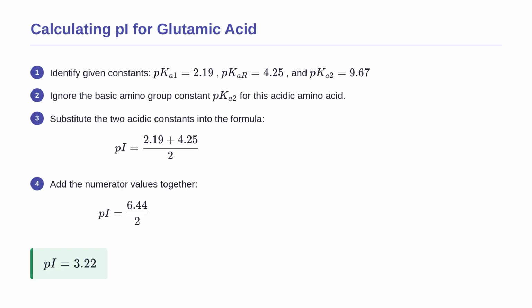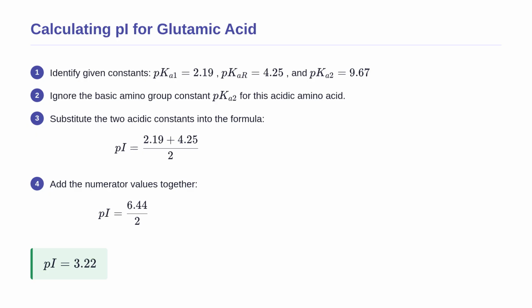Now that we have our modified formula, let us apply it to glutamic acid. We are given 3 dissociation constants: 2.19 for the main carboxyl group, 4.25 for the side chain, and 9.67 for the main amino group. Because this is an acidic amino acid, our first crucial step is to completely ignore the high basic constant. We set up our formula using only the 2 acidic constants, substituting 2.19 and 4.25.